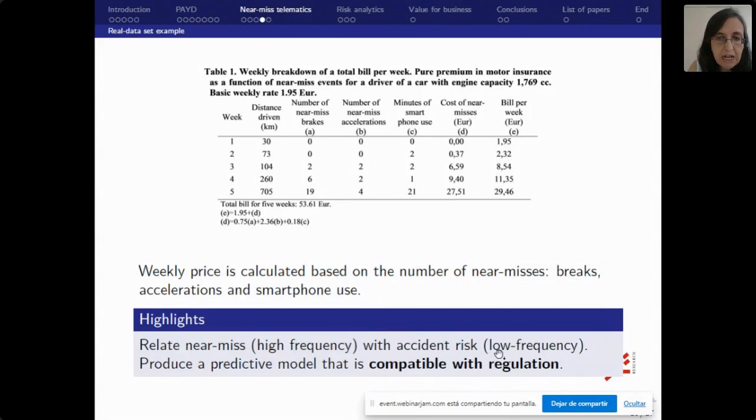So we especially like this orientation of the problem, because the problem of low frequency in accidents is a very difficult problem when you start using machine learning methods, because of the rarity of the events. Okay, and then also I want to mention that we need to produce a model that is compatible with the regulation. The insurance companies are much more regulated than pharmaceuticals.